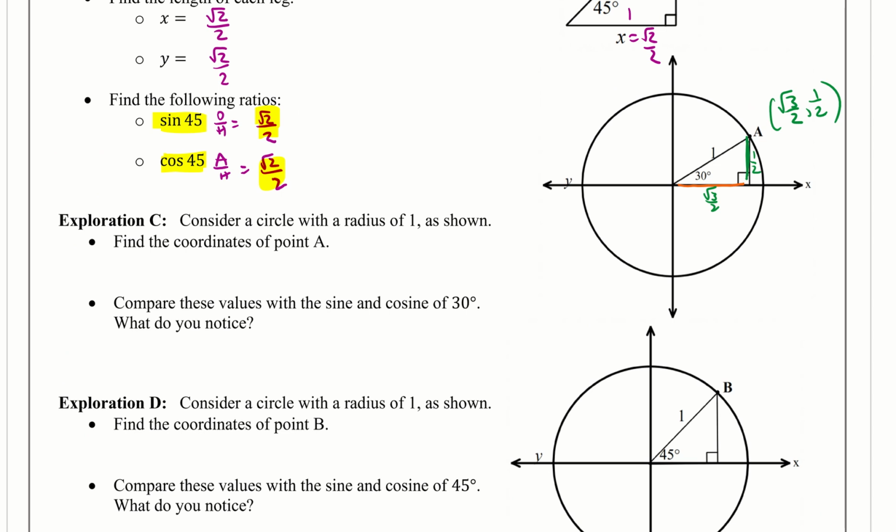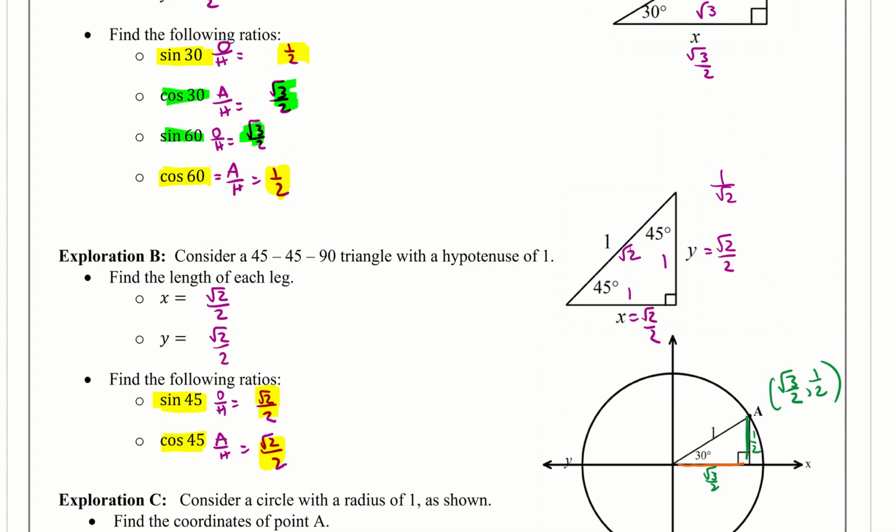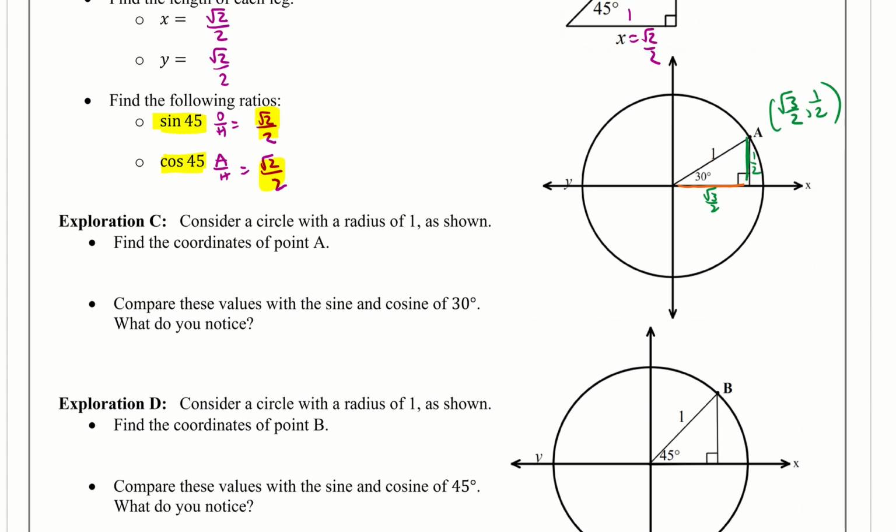And so if we compare this with the values of the sine and cosine of 30, what we'll notice is that the cosine of 30 is the x value, and the y coordinate of point A is the sine of 30.